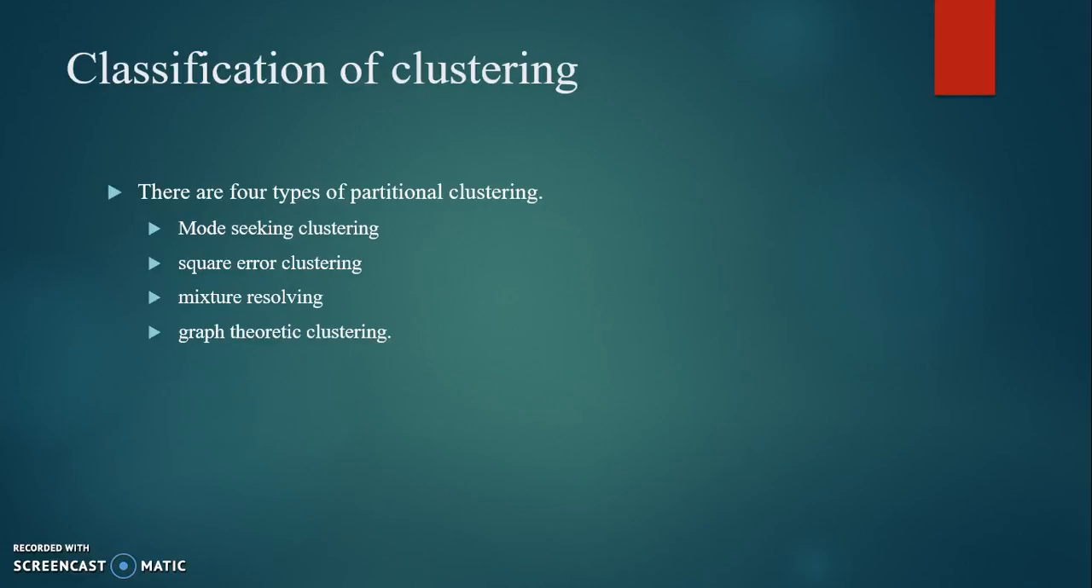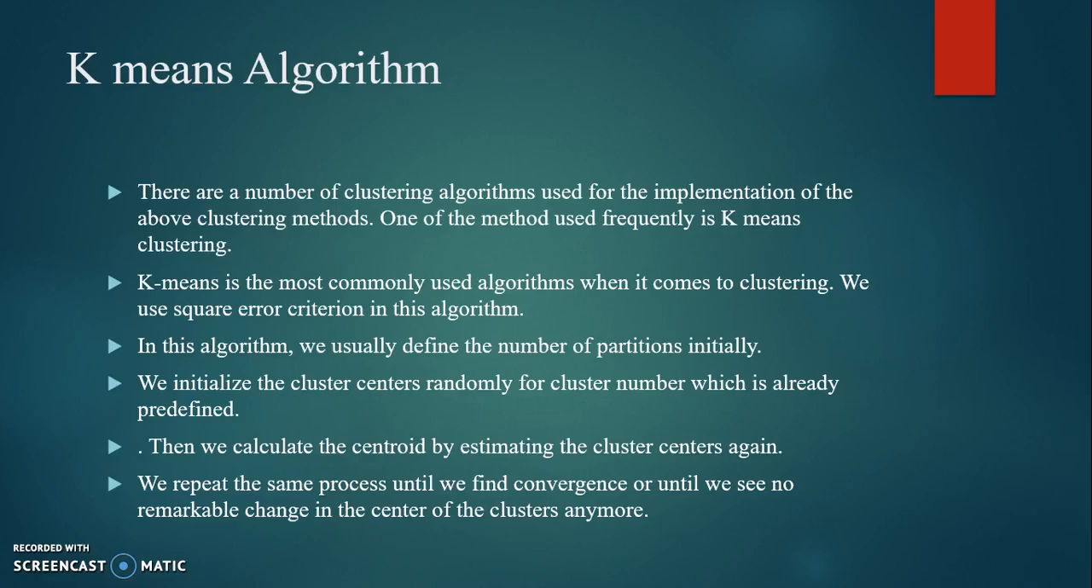There are 4 types of partitional clustering. The 4 types are mode seeking clustering, square error clustering, mixture resolving clustering, and graph theoretical clustering.